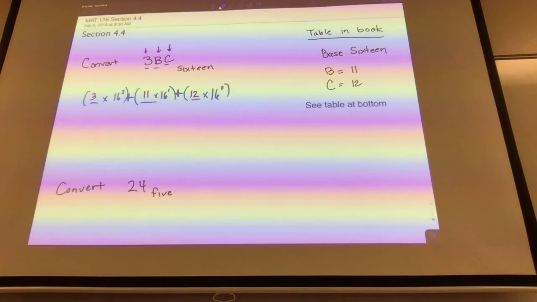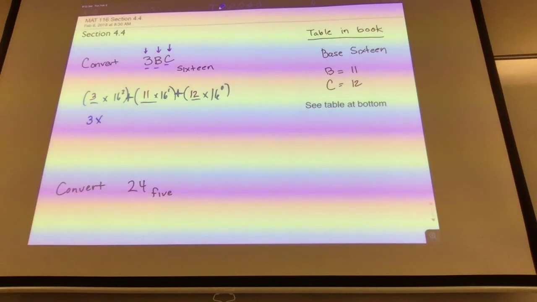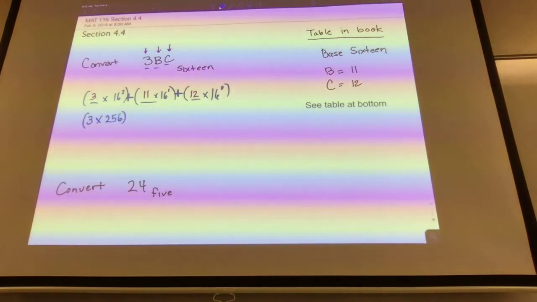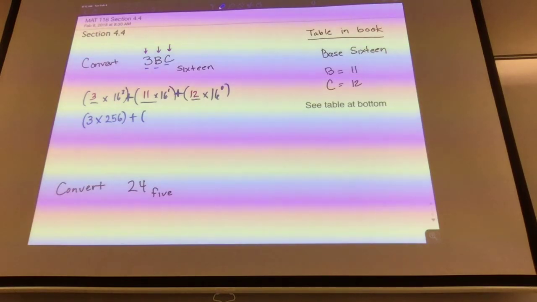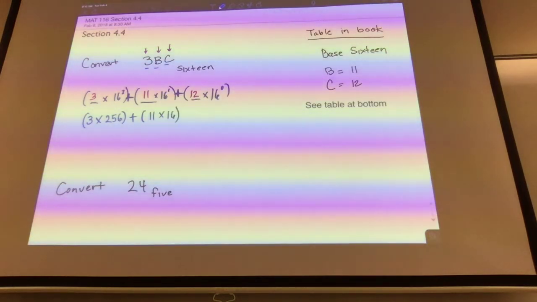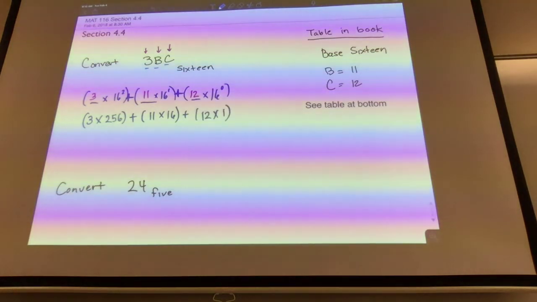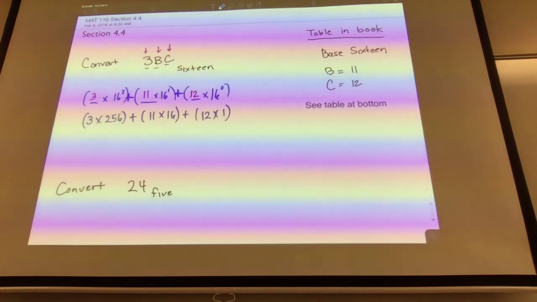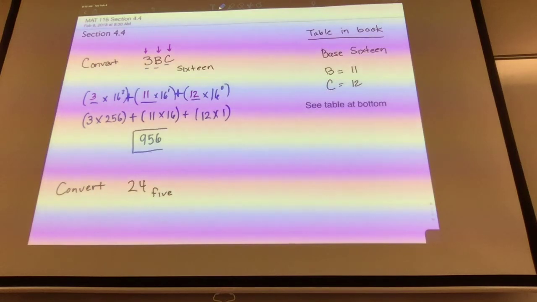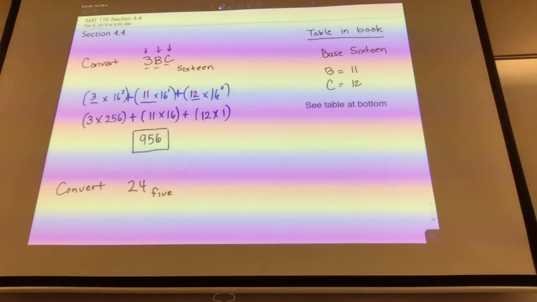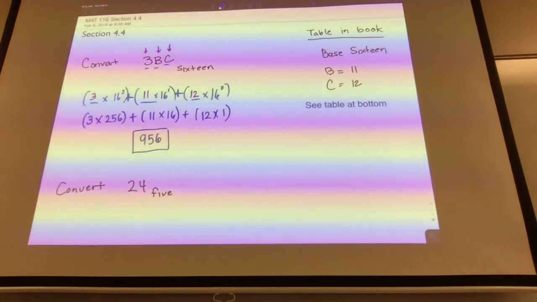As we do evaluations of this, 3 times 16 squared is 16 times 16, which is 256. 11 times 16 to the first power is just 16, so that's 11 times 16. And anything raised to the 0 power is what? 1. Good. So we plug these in our calculator: 3 times 256 plus 11 times 16 plus 12 times 1. Add them all together, and 3BC base 16 is equivalent to 956.